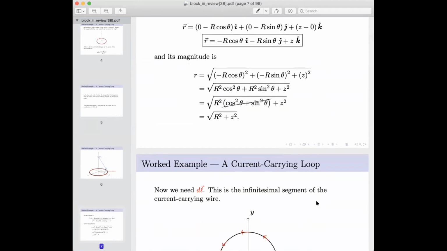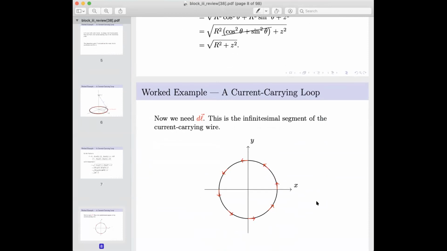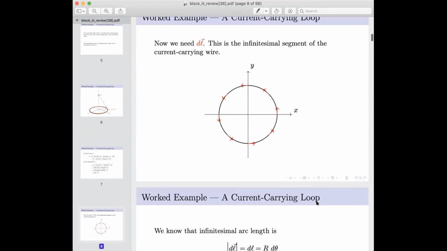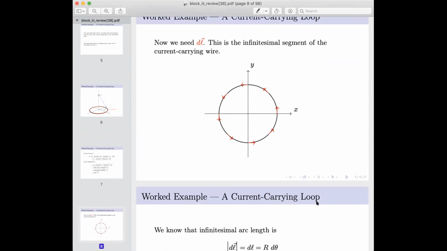You can do them in any order you want, but our next step in this case is going to be our dl, which is what we're integrating over. We're going to take our loop, our current carrying wire, and chop it up into an infinite number of little small segments that have this current in it. Since it's a loop, we want to approximate the loop using straight lines, and we get closer and closer to that as we chop it into infinite segments.